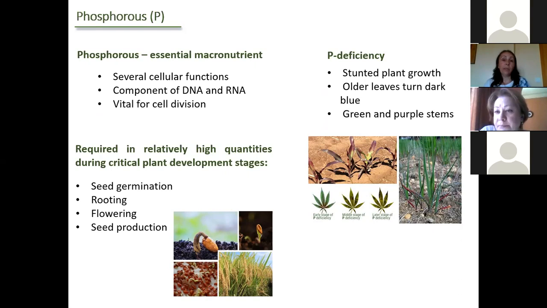So when we have plants with P deficiency, we can see that their growth is stunted. We can see that the older leaves turn dark blue and the stems have a color from green to purple.